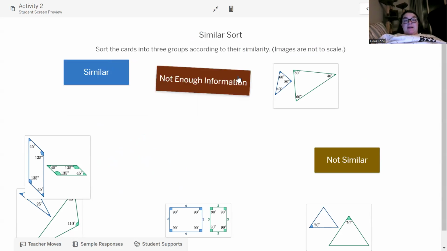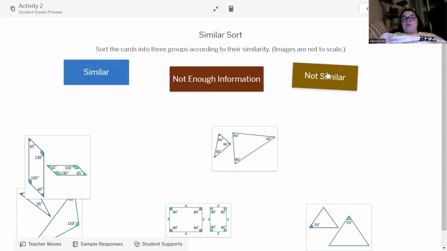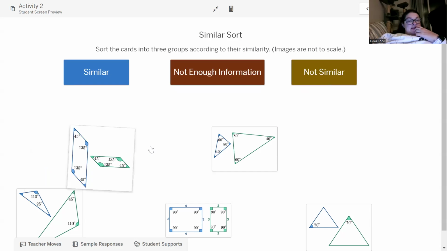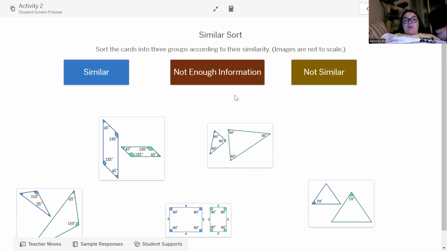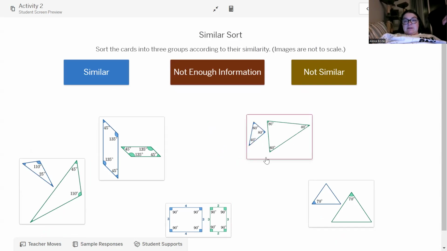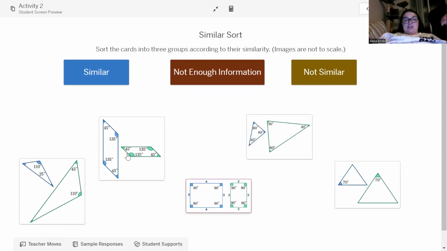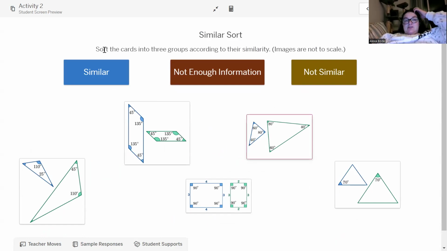So now I want you to go ahead and take a moment to organize these five cards here by whether they are similar, not similar, or maybe it doesn't give you enough information. Please rearrange this slide so that you have these three at the top to make it a little bit easier when you're sorting your cards. So these five cards need to go into these different categories here.